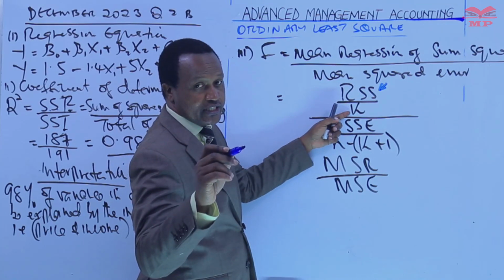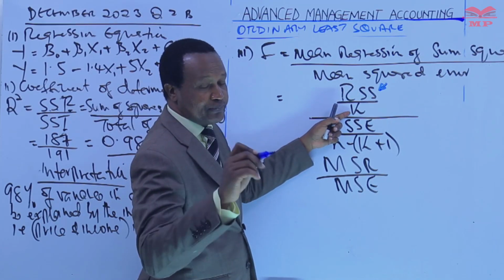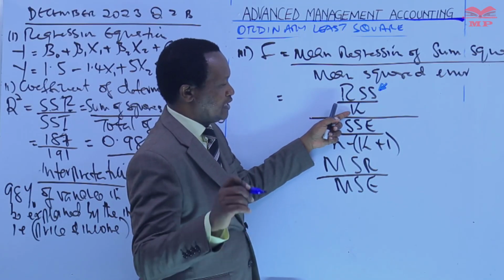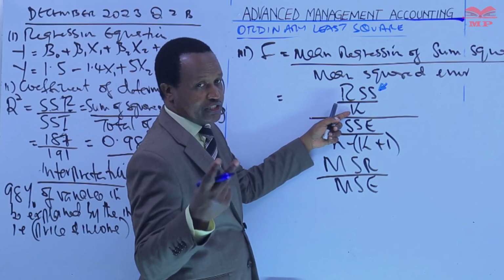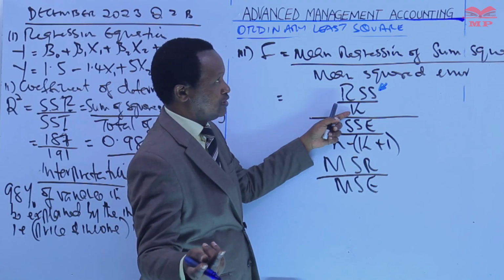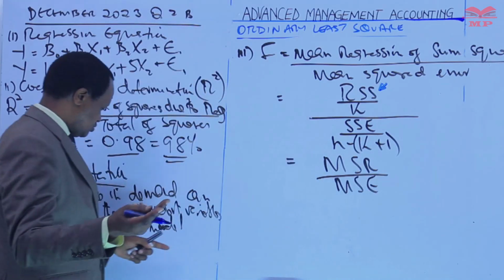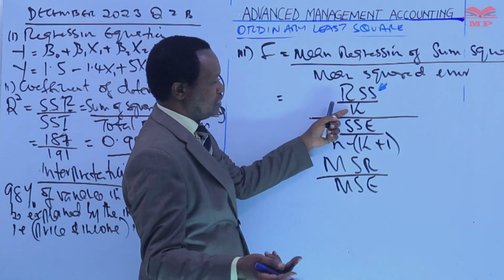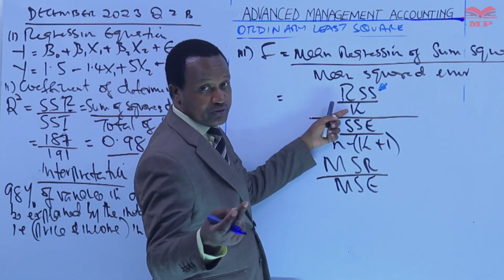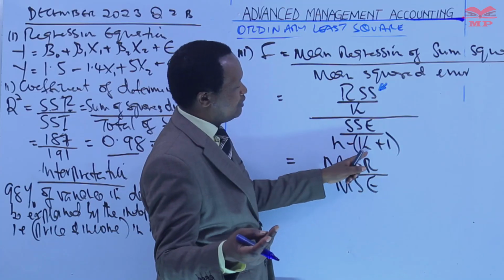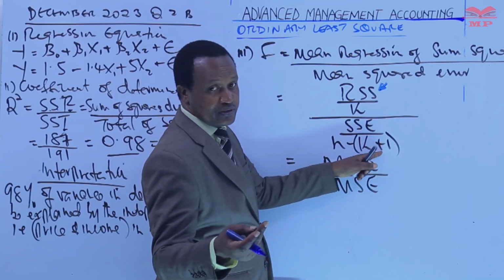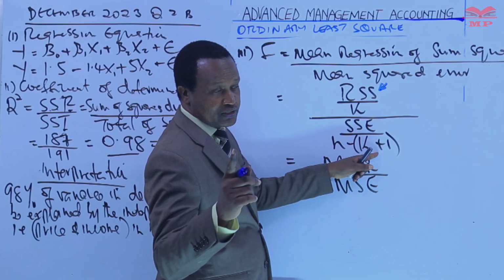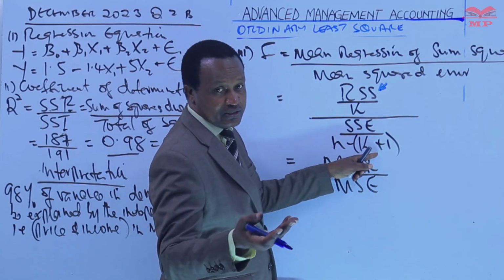K is the number of independent variables in the model, and in our case there are two. We have price and income as independent variables. This is the number of independent variables. Then you have K plus 1, which is the total number of parameters to be estimated.